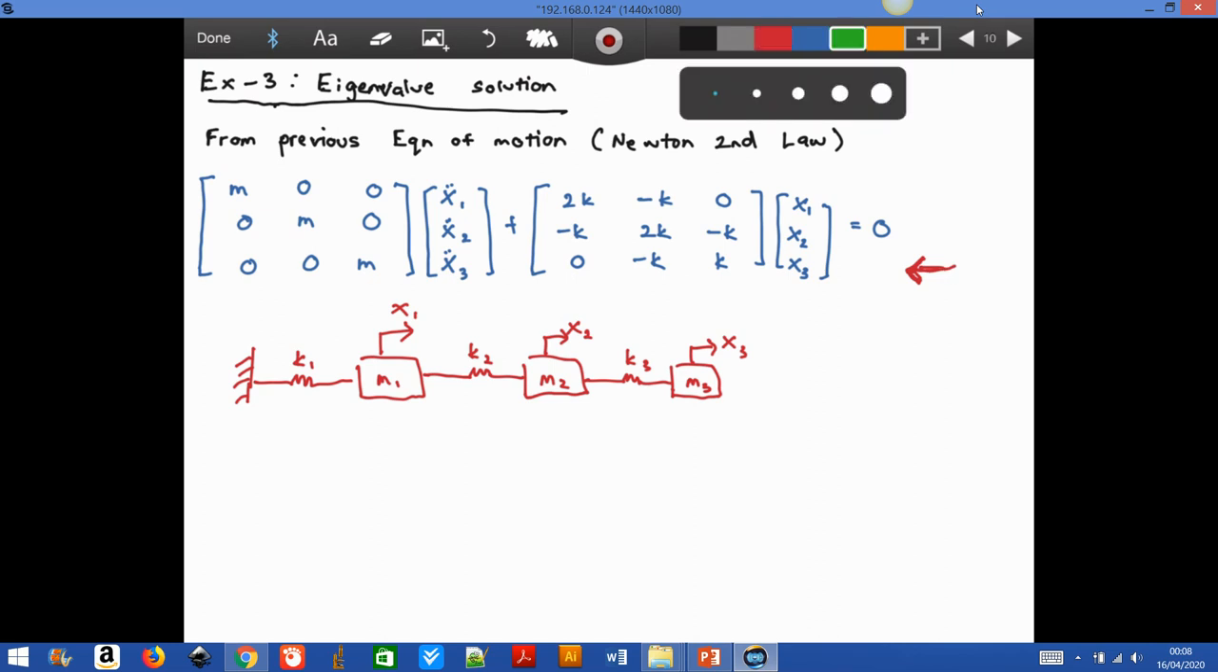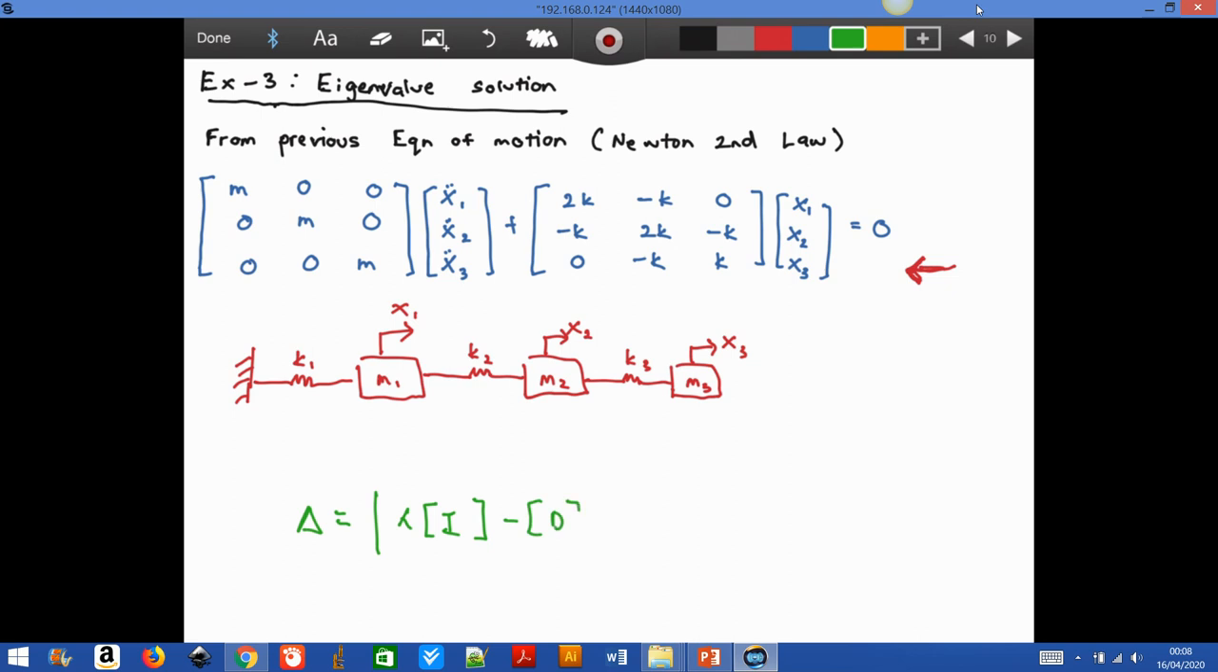The important part of using this eigenvalue approach is that you need to know that the determinant of lambda I minus matrix D, the dynamical matrix, is equal to zero. This is how we find the determinant. In order to use the eigenvalue solution, you must have all of this.